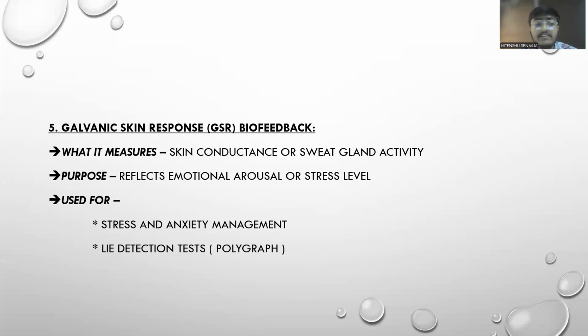The fifth one is galvanic skin response biofeedback, which measures the skin conductance, or we can say the sweat gland activities. Means if the person gets higher sweat, then the machine will indicate that. If the person gets lower sweat, then also the machine will detect that. The purpose of using this is to reflect emotional arousal or stress level. Means if the person has higher stress then the sweat is more. So by using this we can ultimately come to know that the person is under stress.